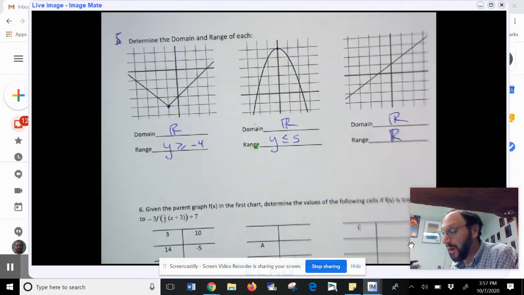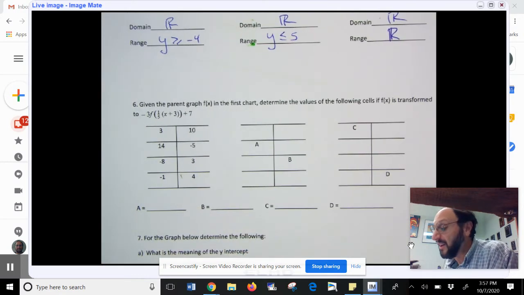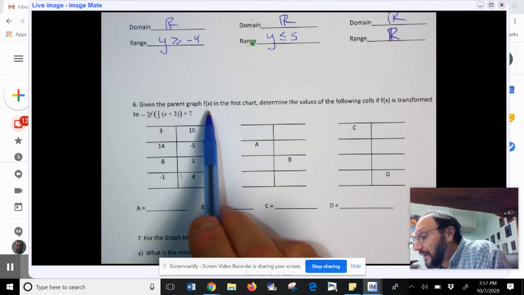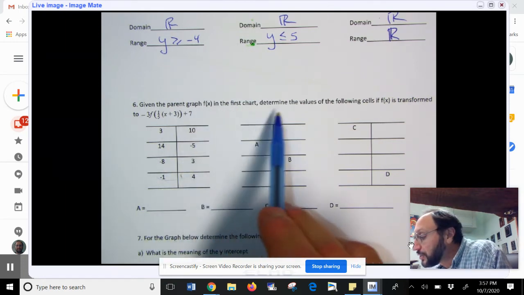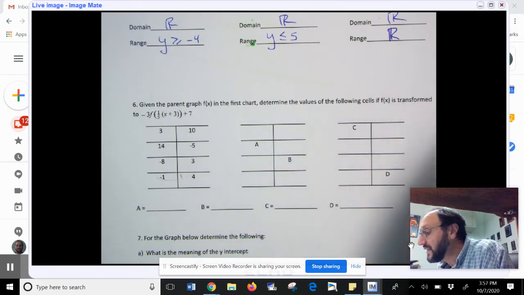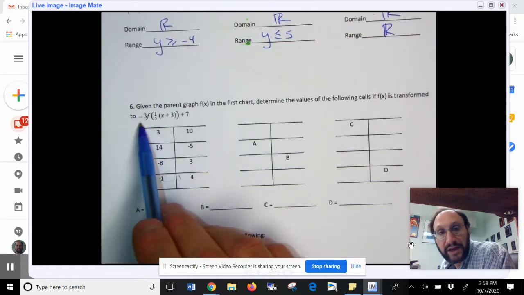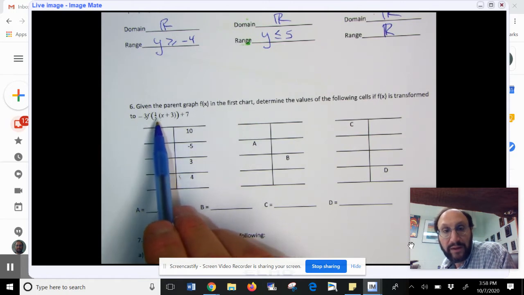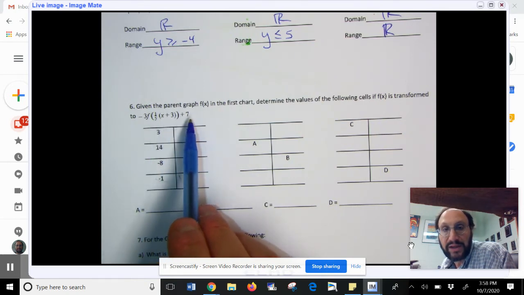All right, so we can probably do the real number 6 right now. Let's see if we can handle that. Given the parent graph of f(x) in the first chart, which is just some random thing I made up, determine the values of the following cells if f(x) is transformed by this messy looking thing, where there's a -3 vertical dilation, 1/5 is the horizontal dilation by a factor of 5, it shifts to the left 3, and it goes up 7.